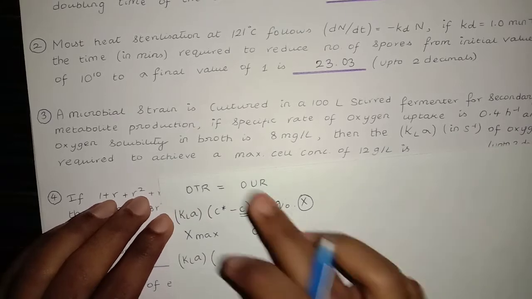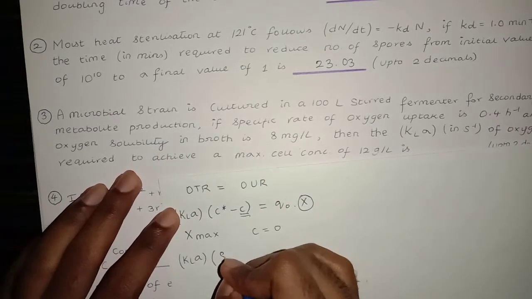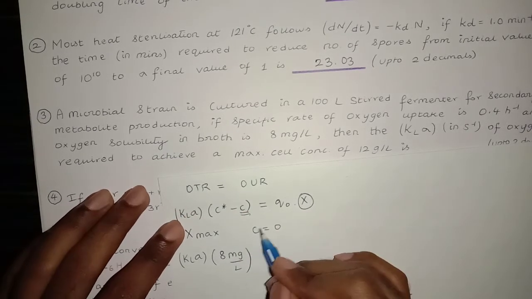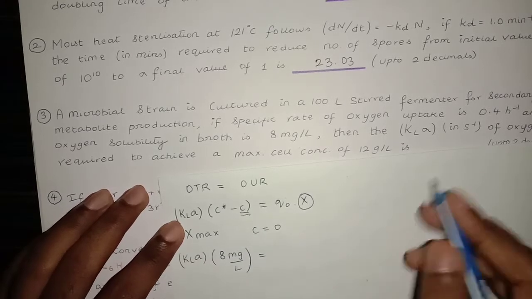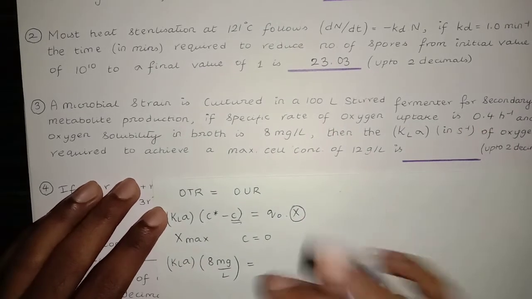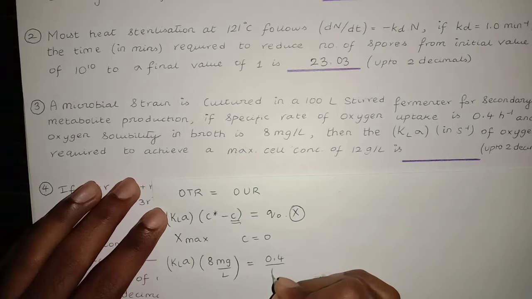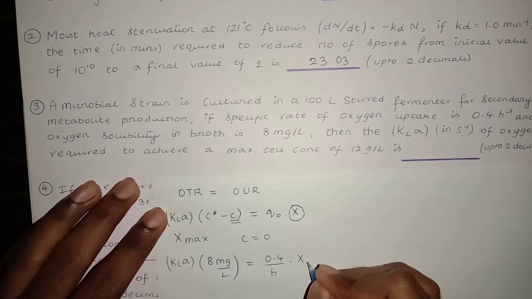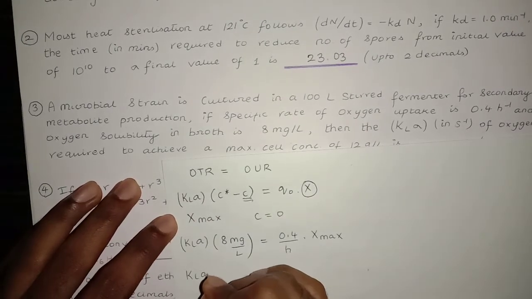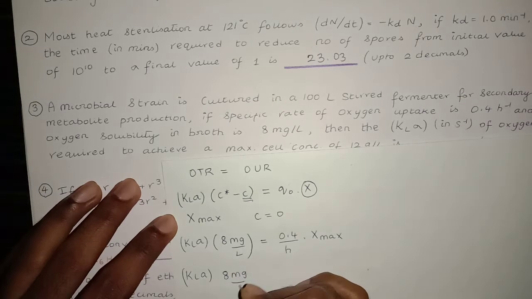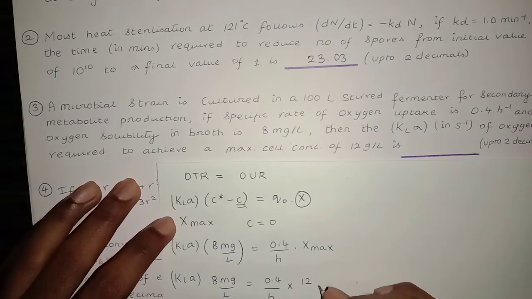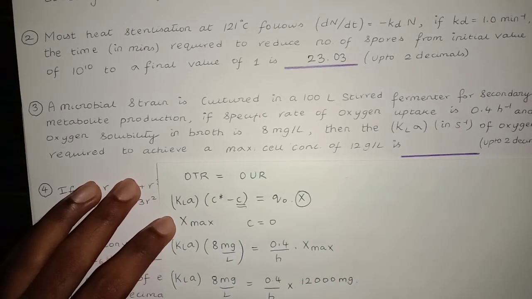KLa times C star. C star is the oxygen solubility in the broth, which is 8 mg per liter. The constraint C is equal to 0 is applied. And Q0, the specific rate of oxygen uptake, is 0.4 hour inverse, given, times X max. X max is 12 gram per liter. Let's write in consistent units, that is 8 mg per liter is equal to 0.4 per hour into 12 gram per liter. 1 gram is 1000 milligram per liter.